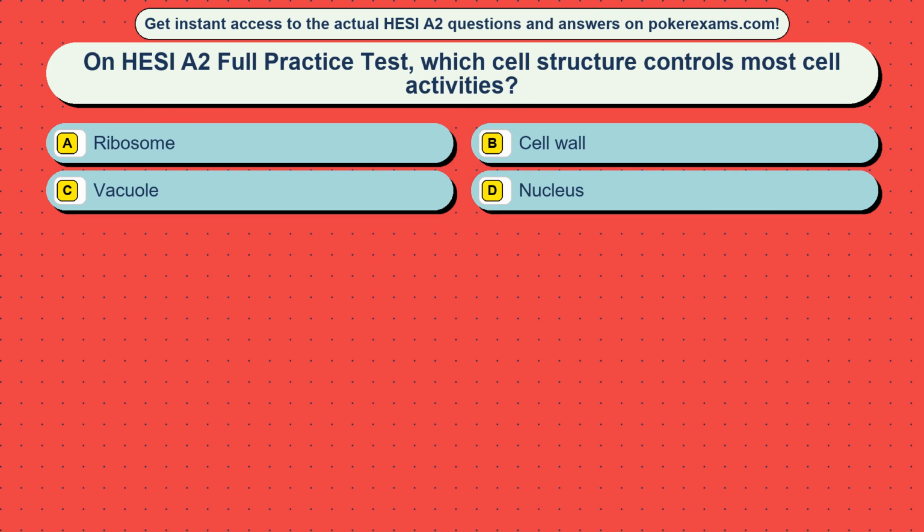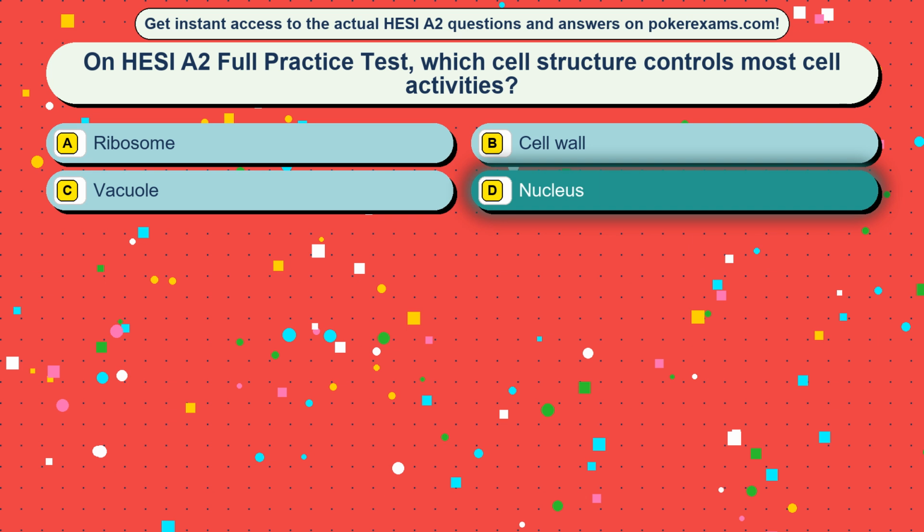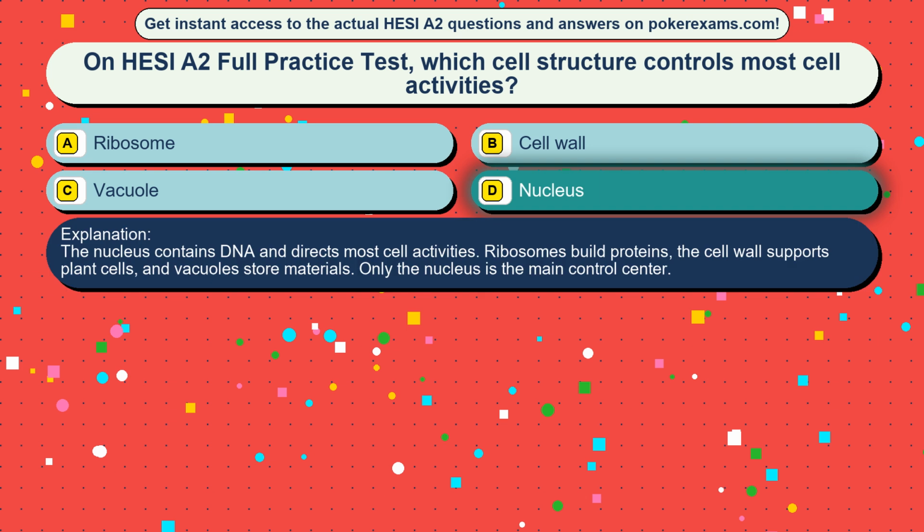Question 34. HESI A2 full practice test, which cell structure controls most cell activities? Option A. Ribosome. Option B. Cell wall. Option C. Vacuole. Option D. Nucleus. The correct answer is option D. Nucleus. The nucleus contains DNA and directs most cell activities. Ribosomes build proteins, the cell wall supports plant cells, and vacuoles store materials. Only the nucleus is the main control center.